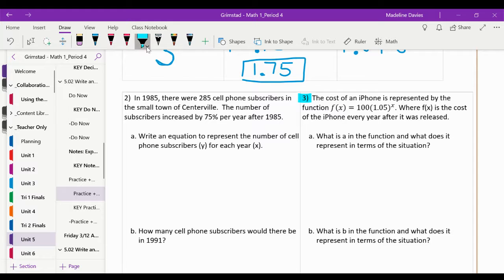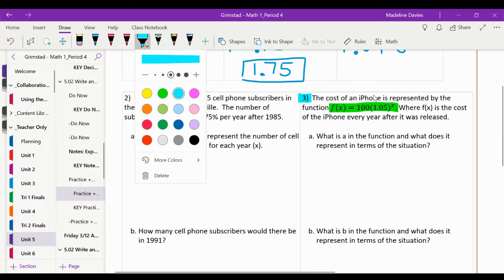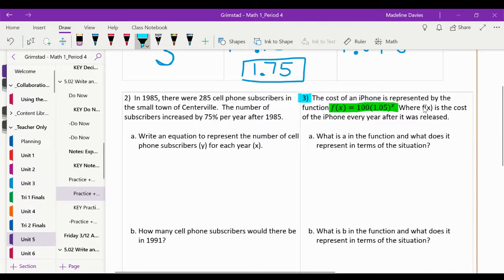So looking at this problem, I have the cost of an iPhone is represented by the function f of x equals 100 times 1.05 to the power of x, where f of x is the cost of the iPhone every year after it was released. So in this one, we're just kind of labeling. So this is asking, what is a in the function, and what does it represent?